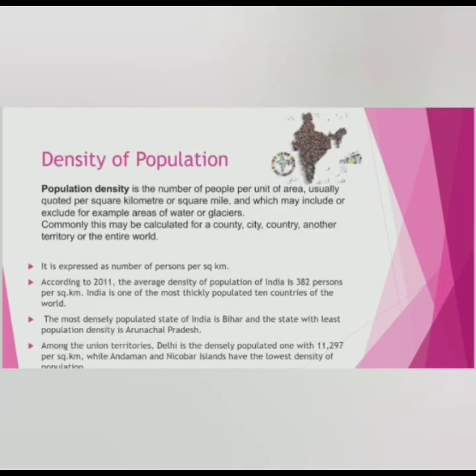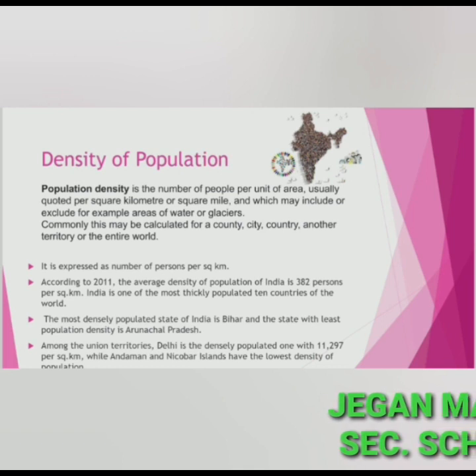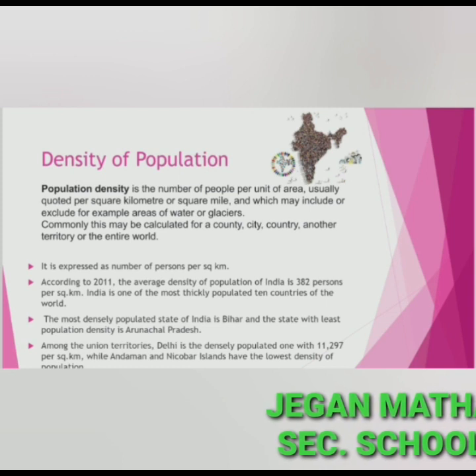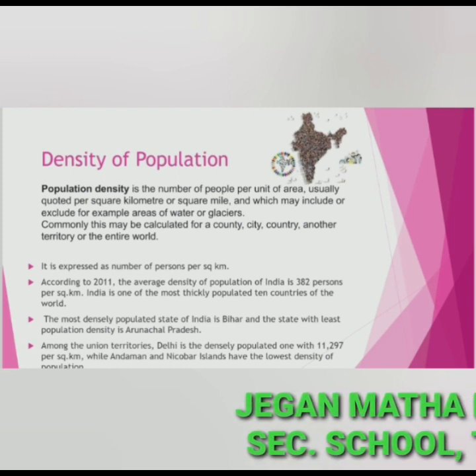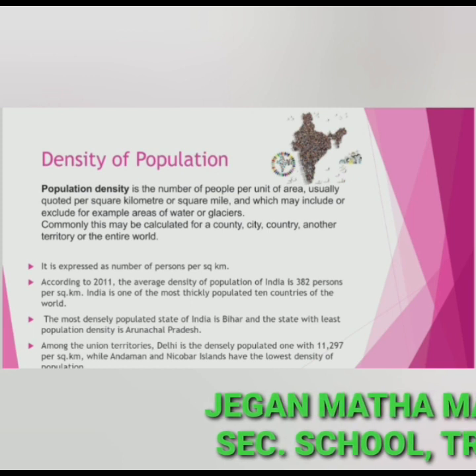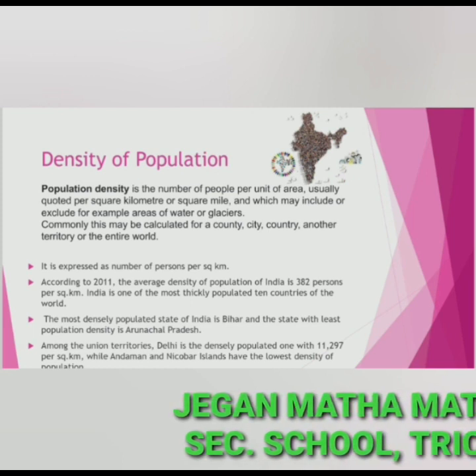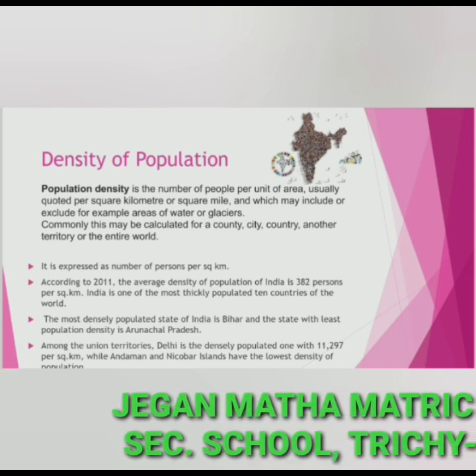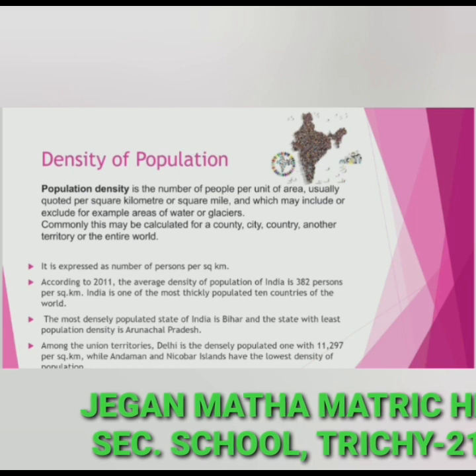Density of population. Population density is the number of population per unit of area, usually quoted per square kilometer or square mile, and which may include or exclude, for example, areas of water or glaciers. Commonly, this may be calculated for a country, city, another territory, or the entire world. It is expressed as a number of persons per square kilometer.